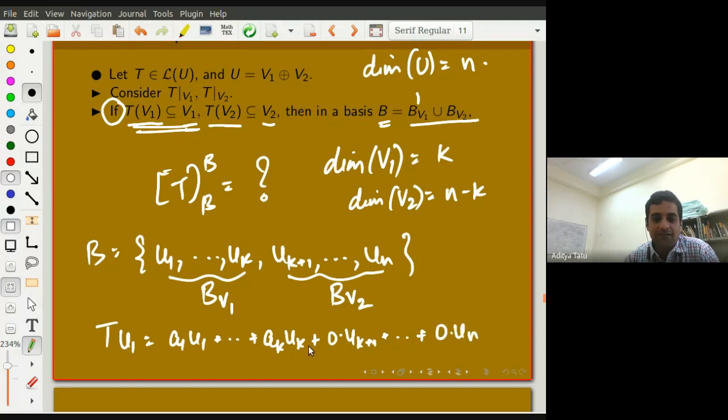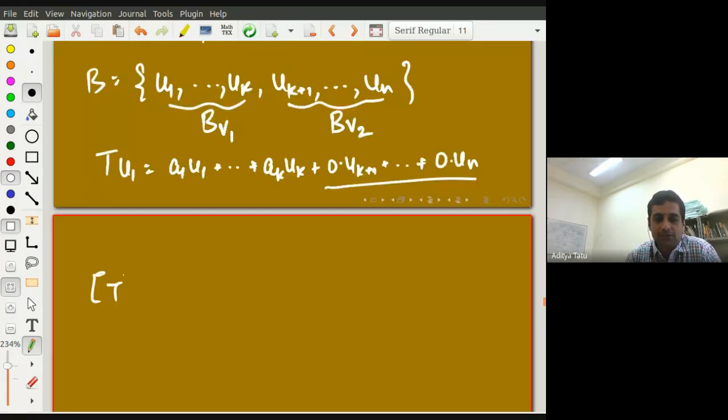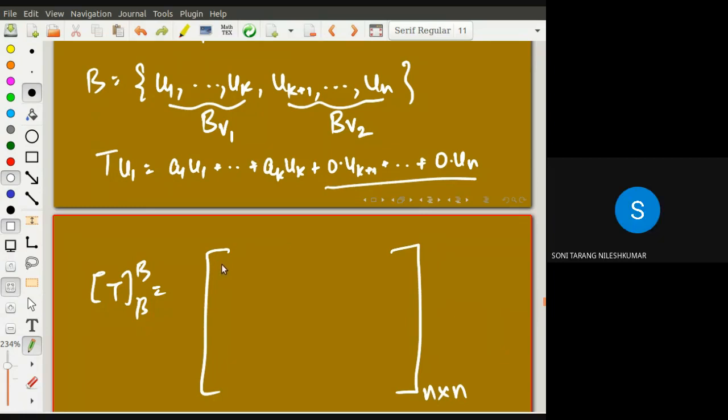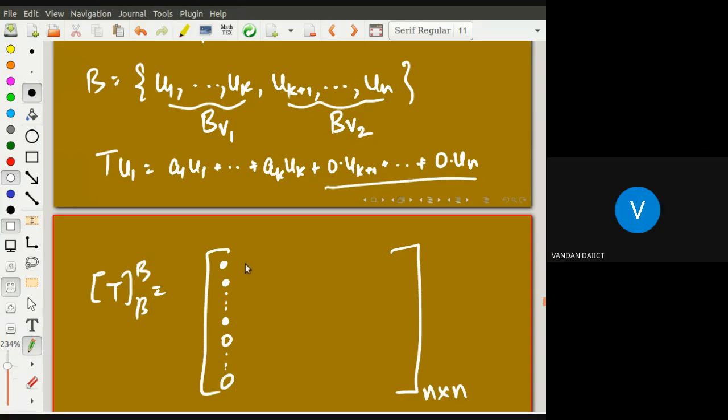We don't know what these A1 to AK are, but we are sure that all these other coefficients have to be zero. Right? So now, can you answer this question? How would the matrix of T with respect to beta look like? Size would of course be n by n. First column, some A1 to AK, followed by n minus k zeros. How about the second column? They will also be the same pattern, some dots.